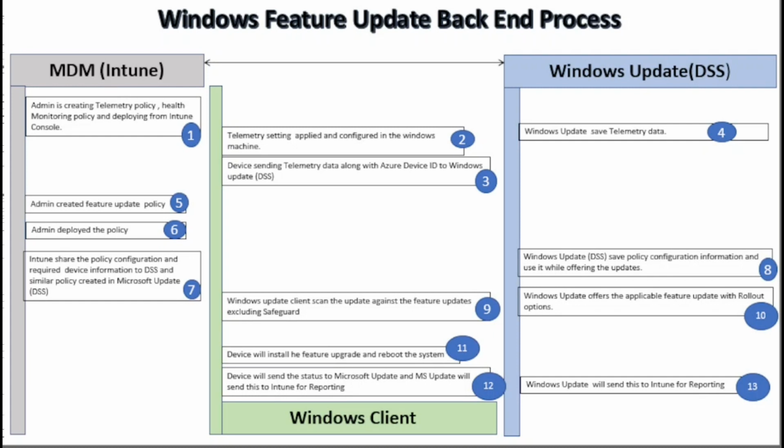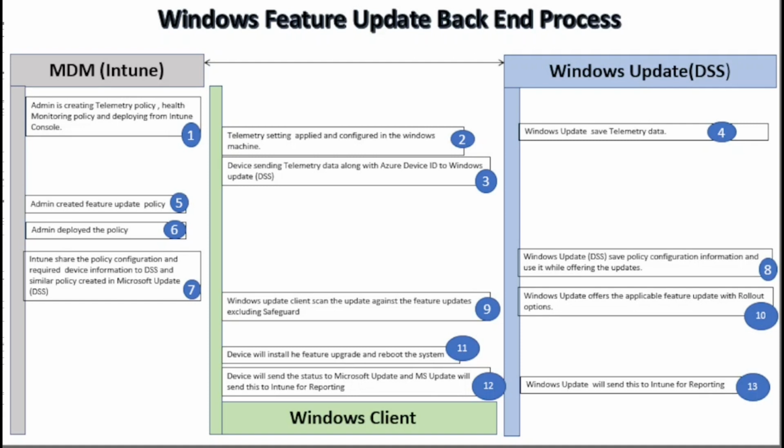Now let's talk about the feature update backend process. We already discussed the backend process of quality update in the previous module, where we discussed that when we create an update policy and deploy it to the devices, the Windows update policy is delivered to the device through the MDM channel, and the MDM policy configures the Windows update client and user experience via registry changes. And we can also check the registry to verify the update policy settings.